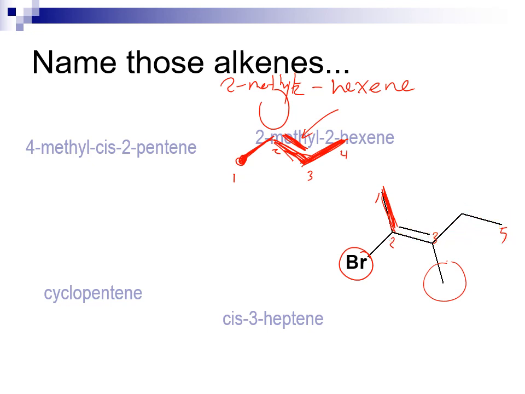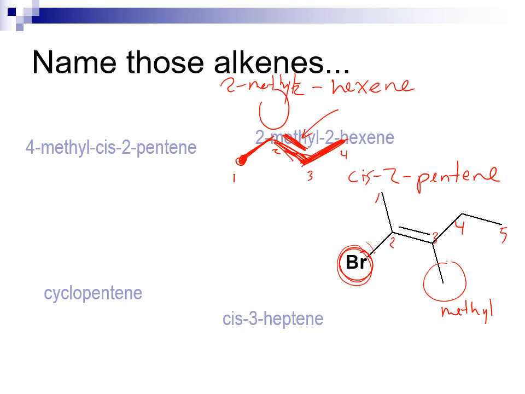Let's erase that so we can see it better. We've got 5 there, so that is going to be pentene. There is a double bond after the 2, so we call it 2-pentene. It is in a cis configuration, so it is cis-2-pentene. There is this one we know. This is a methyl. So there is a methyl on the 3rd carbon.